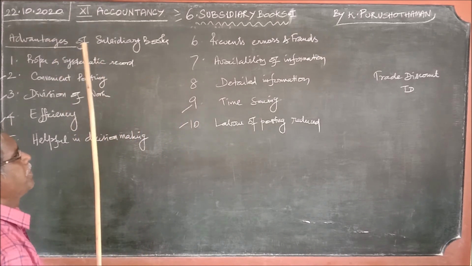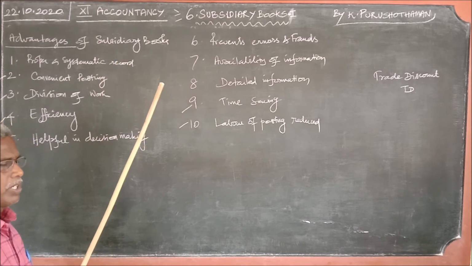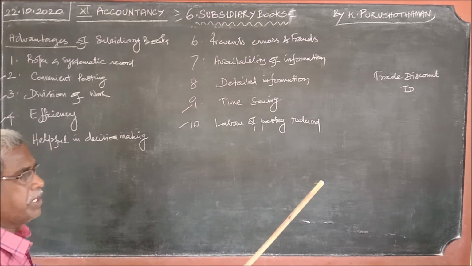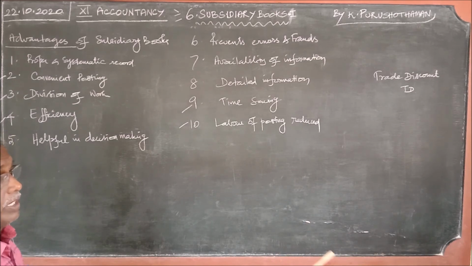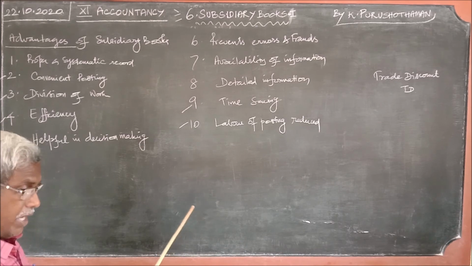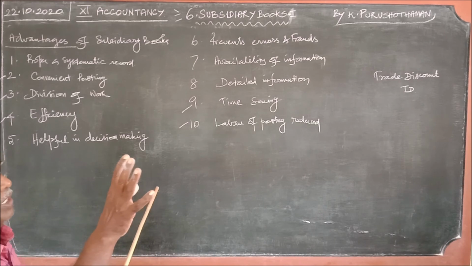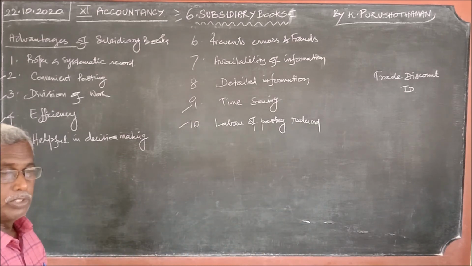And just now I said we can get whatever the type. Suppose you are the boss of the business, you can ask the accountant how much the credit purchases were. In case of a journal, we should turn the pages. In case of the subsidiary book, if you just have a glance at the purchases book, we can say what is the total credit purchase that was made.